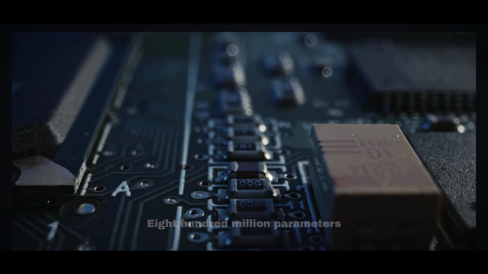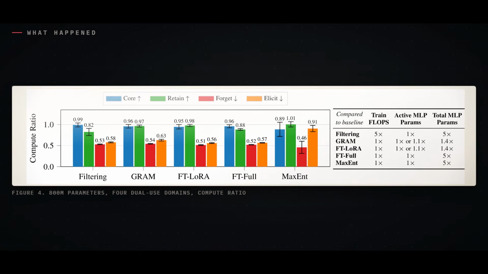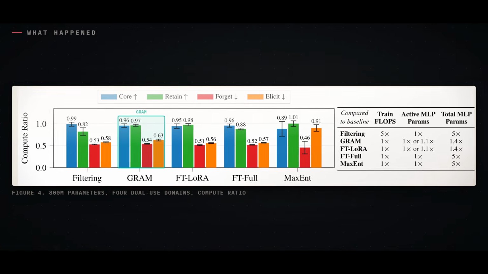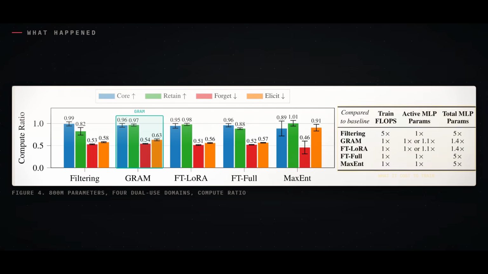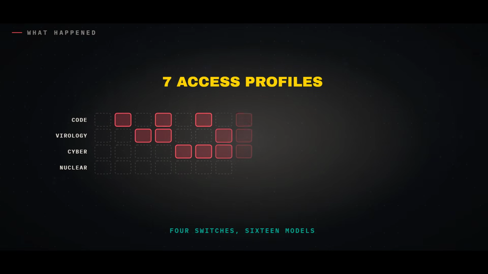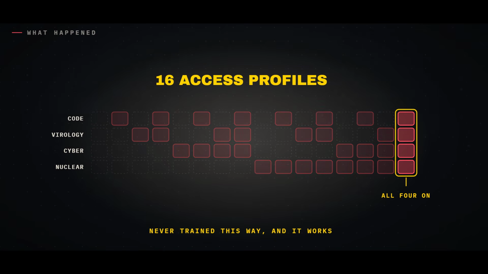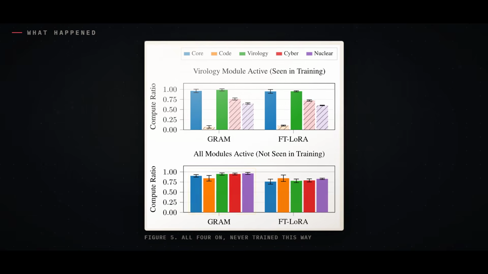Then comes the realistic test. An 800 million parameter model learns web text, papers, and code across 4 restricted domains. The pattern holds. 1 modular run matches 5 filtered runs on retained and forgotten knowledge at roughly 1/5 of the training compute. 4 removable modules also create 16 access profiles. Even a combination never used during training works when those modules are switched on together.